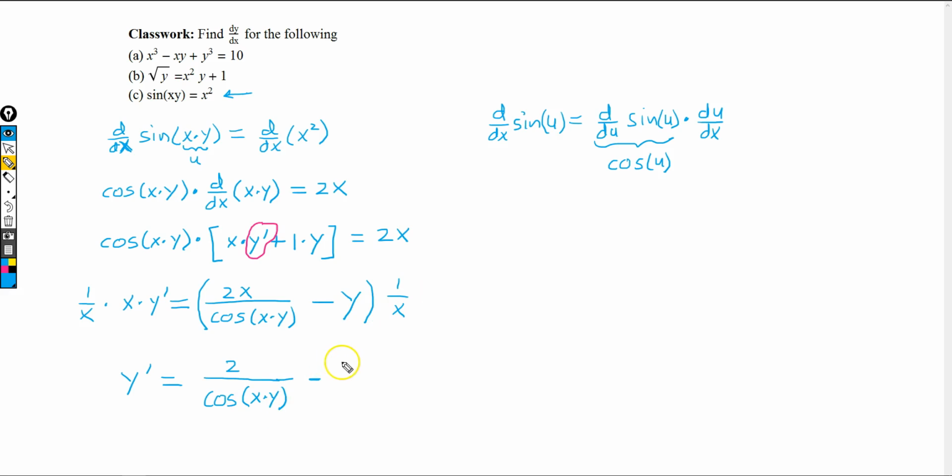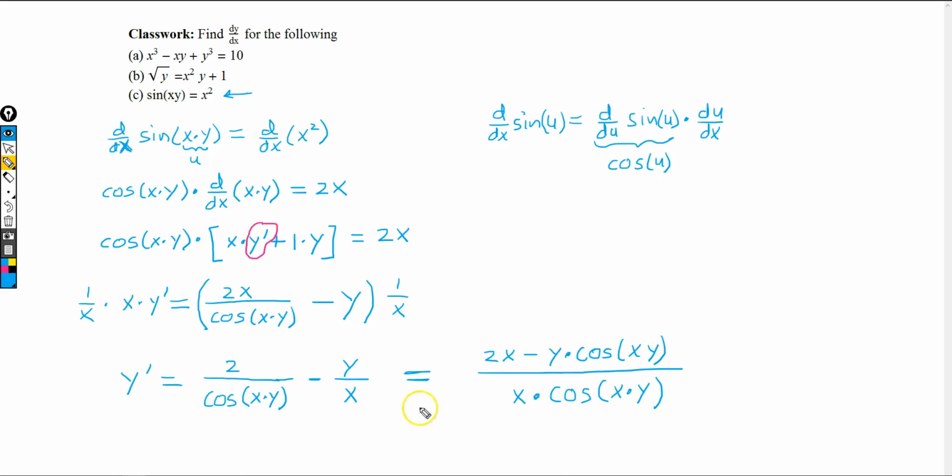And then y times 1 over x is just going to be y over x. And there's our answer. And if you'd like to, you could find a common denominator to simplify that a little bit, or do cross multiplication. You could write this as... so you see all we did over here was cross multiply: x times 2 minus y times cosine xy divided by x times the cosine of xy. But either way is fine.